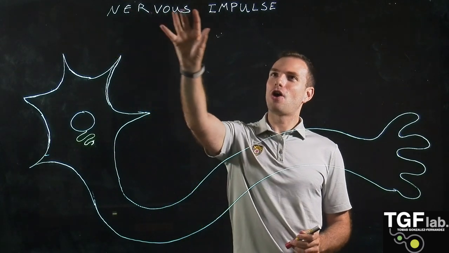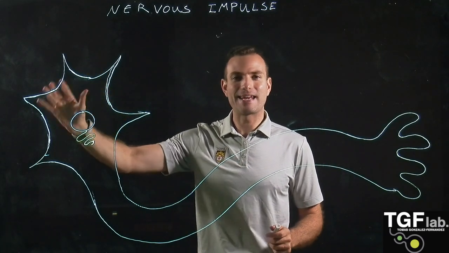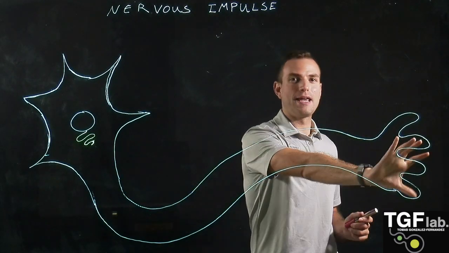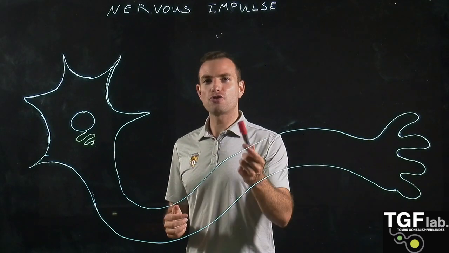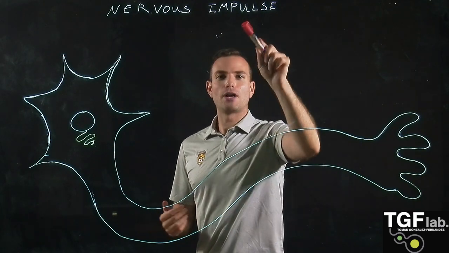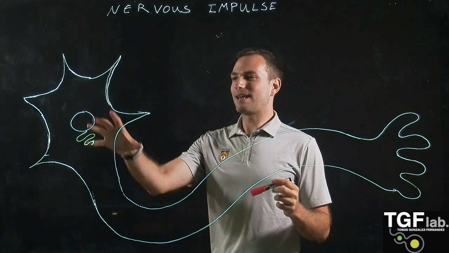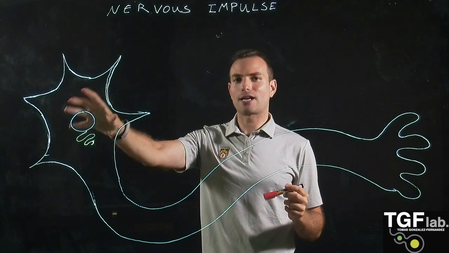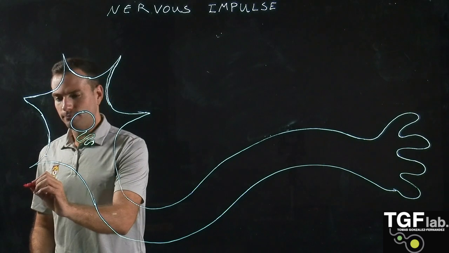Today we are going to talk about the nervous impulse and how the nervous impulse is originated and then transmitted through the axonal body to the next neuron. There are two different processes that we need to understand in order to address this nervous impulse. The first process is the initiation of the nervous impulse that is going to happen here in the axonal body. This is called the graded potential.